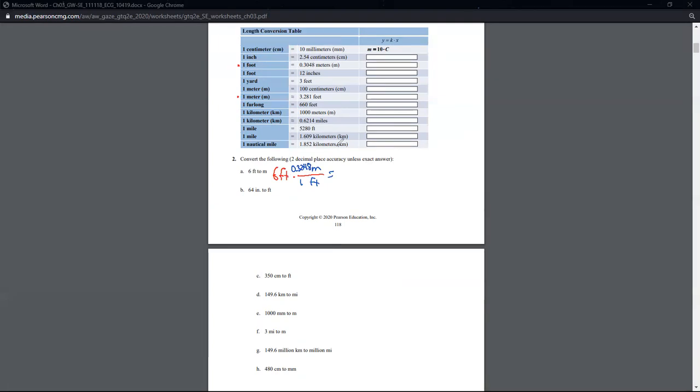And then we just do that multiplication. Again, I can't pull up my calculator, unfortunately. I'm sorry, but 6 times 0.3048 is going to give us 1.8288, which when rounded to 2 decimal places is 1.83. The feet have canceled, so now we're in meters.